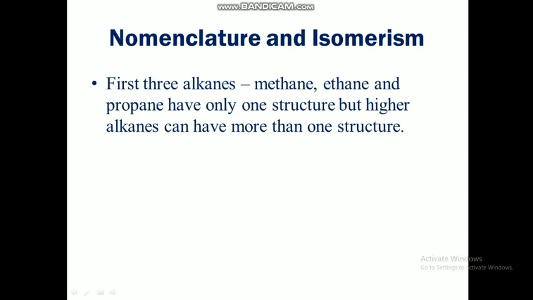The first three alkanes, methane, ethane and propane, have only one structure, but higher alkanes can have more than one structure. Yesterday we saw the structures of methane, ethane and propane, the ones with one carbon, two carbons and three carbons. So they are actually very simple structures. But the higher alkanes are not like that. They will have more and more complex structures, and not just one structure. We can represent them with different structures.